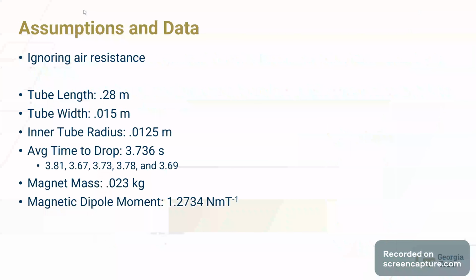Some assumptions and data in the lab. We ignored air resistance experimentally. The length of the tube was 28 centimeters. The width of the tube was 1.5 centimeters. The inner tube radius was about 1.25 centimeters. The average time to drop was about 3.736 seconds. The magnet mass was about 0.023 kilograms. And the magnetic dipole moment from lab 3 was about 1.2734 newton meters times Tesla to the negative 1.